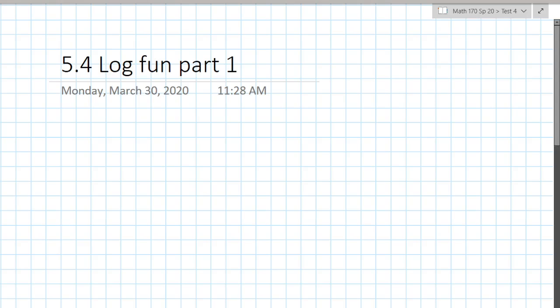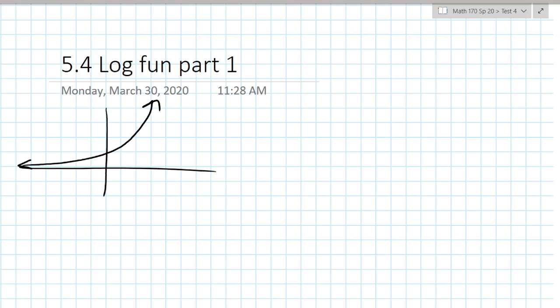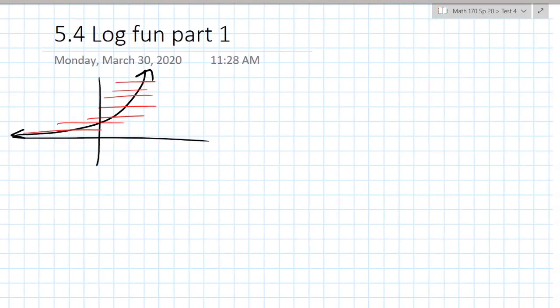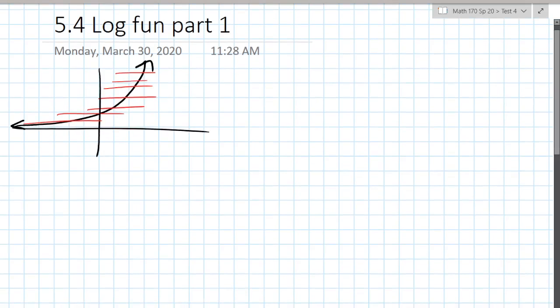If you remember last section, our exponential function looked like this. And you see that our exponential function is a one-to-one function. It passes the horizontal line test. So it would make sense to ask, could we find an inverse for y equals 2 to the x?